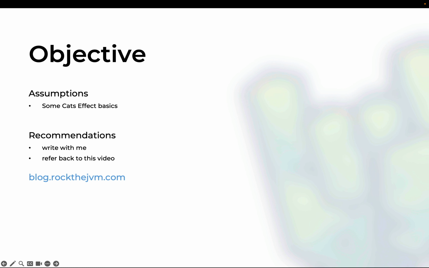So, in order to make use of this video, I recommend you have some Cats Effect basics under your belt. You can get those either from one of the videos here on the Rock the JVM channel about Cats Effect, or from the very detailed Cats Effect course on the site if you're interested. In any case, the best way to make use of this video is to write code with me, and whenever you need to refresh your memory, just refer back to this video or to the written form at the blog with the link in the description.